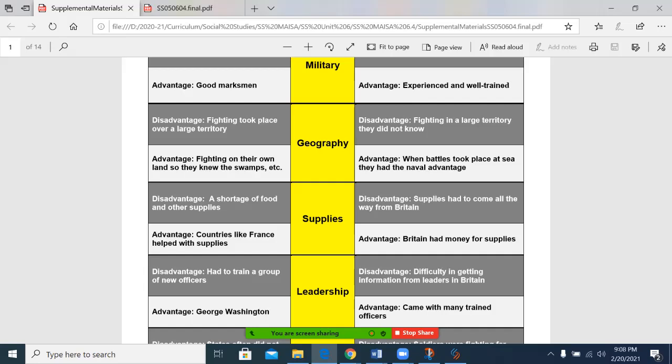Of course, on the geography advantage, when battles took place at sea, they had the naval advantage. There was no question that the limited American naval forces were no match for the British. That's why it can be argued that the French Navy coming in late in the war was huge to our chances of victory.